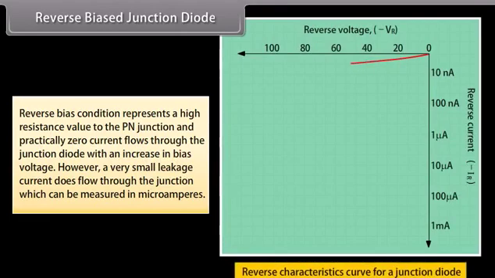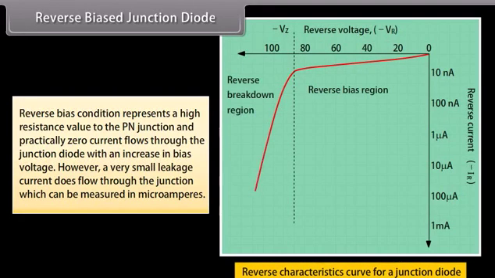Reverse bias condition represents a high resistance value of the p-n junction and practically zero current flows through the junction diode with an increase in bias voltage. However, a very small leakage current does flow through the junction, which can be measured in microamperes.